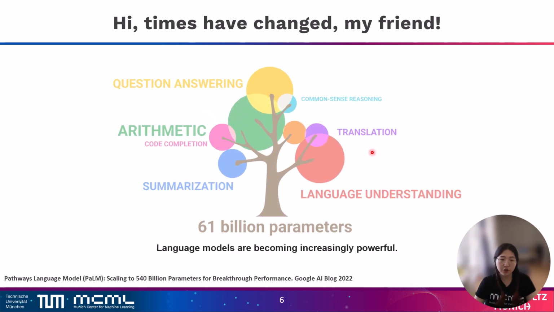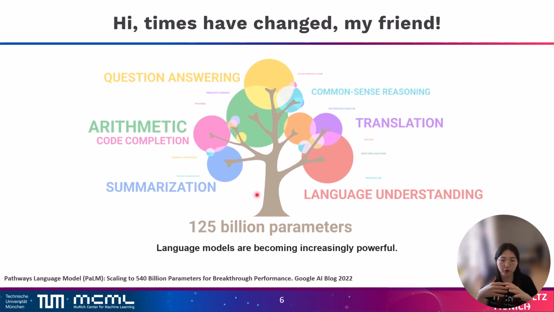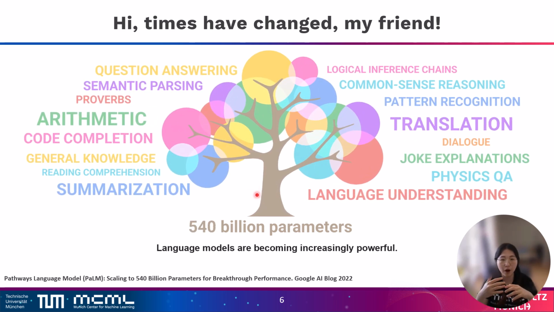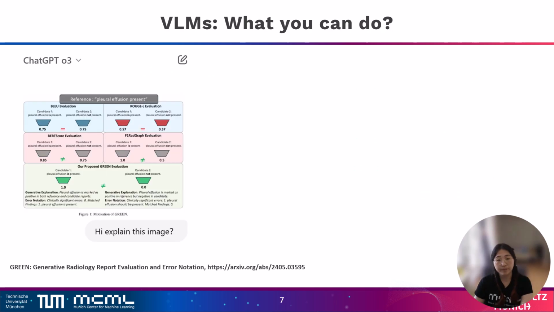We can show that language models are now becoming increasingly powerful with increasing size and training on more and more data. Now language models are capable of different tasks like question answering, semantic parsing, translation, logical inference, or even joke explanations. Which means that any task you can think about, now you can use a language model to help you do that.